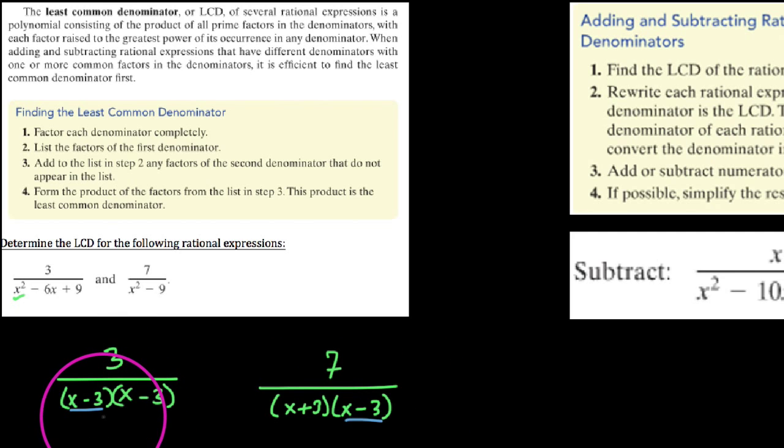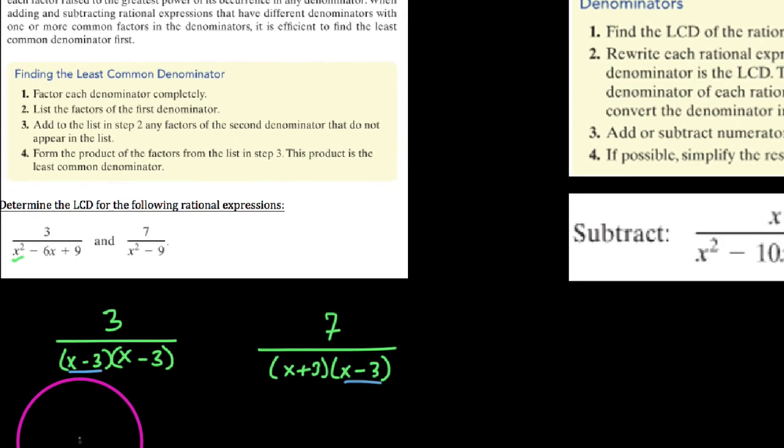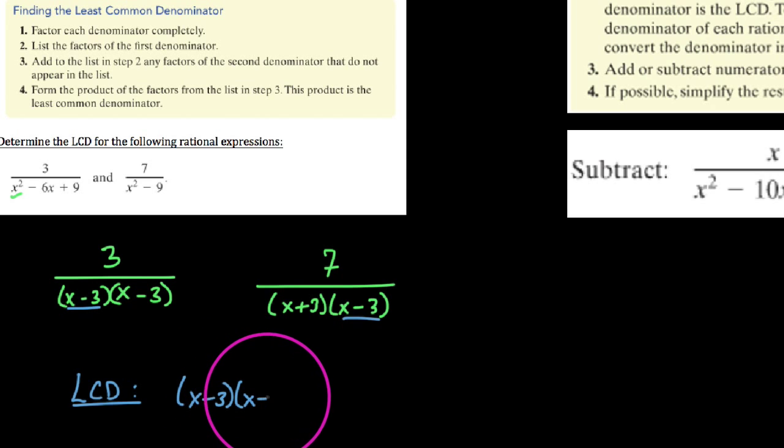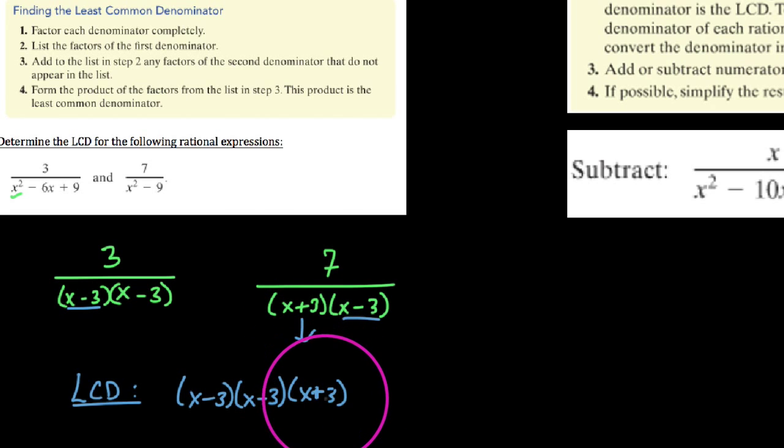So this is where listing the factors of the first denominator makes sense. We say the two factors are x minus 3 and x minus 3. But step 3 says, add to the list in step 2 any factors of the second denominator that do not appear in that list. So I'm looking at the factors over here, and I have two x minus 3's. And I ask, are there any factors in this denominator that don't already show up over here? And I notice that x plus 3 is what shows up. So our LCD in this case is going to be x minus 3 twice, which were from the factors of our first denominator, and then I would add x plus 3 into the list because it needs that as well.